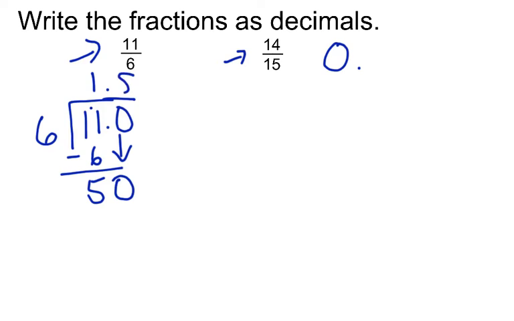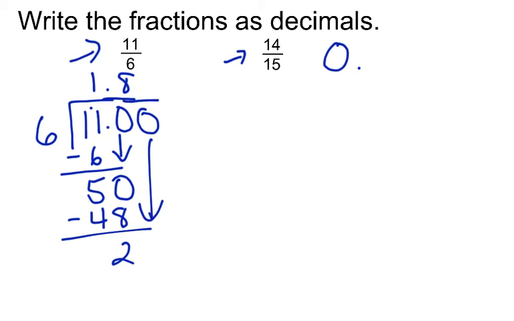6 can go into 50 8 times. 8 times 6 is 48. Remainder of 2. Add a 0. 6 can go into 20 3 times. And 3 times 6 is 18. I have another remainder of 2.